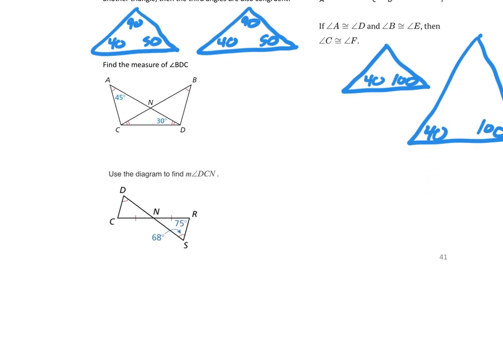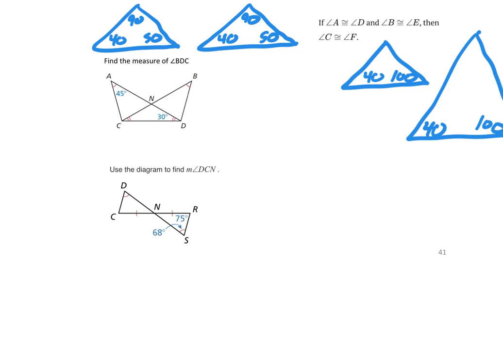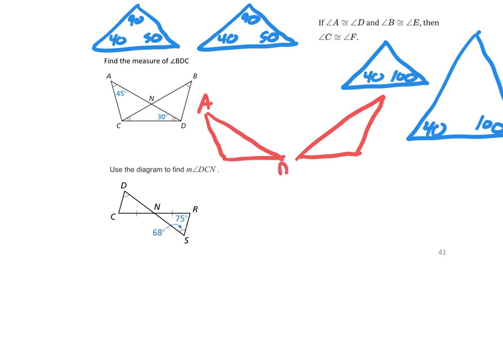Okay, on this one down here, I'm going to redraw these 2 triangles because I think it makes it a little bit easier to see. They're overlapping each other, which makes it a little bit more difficult. This is ADC. This one is BCD.